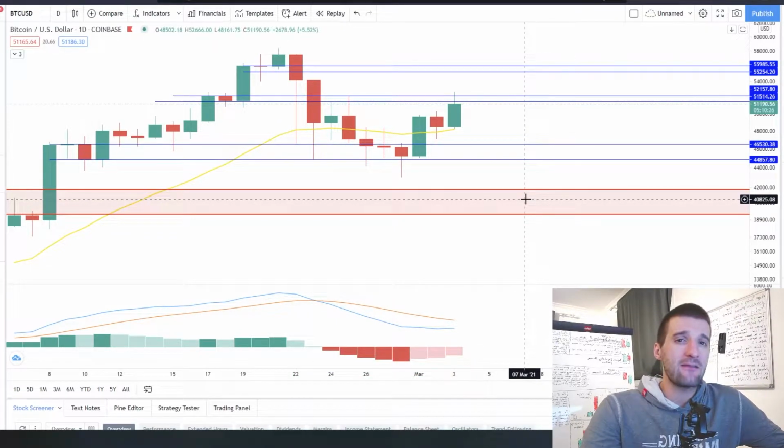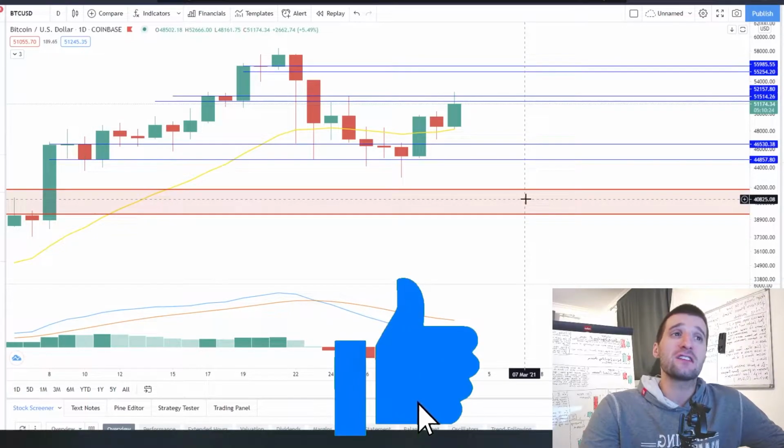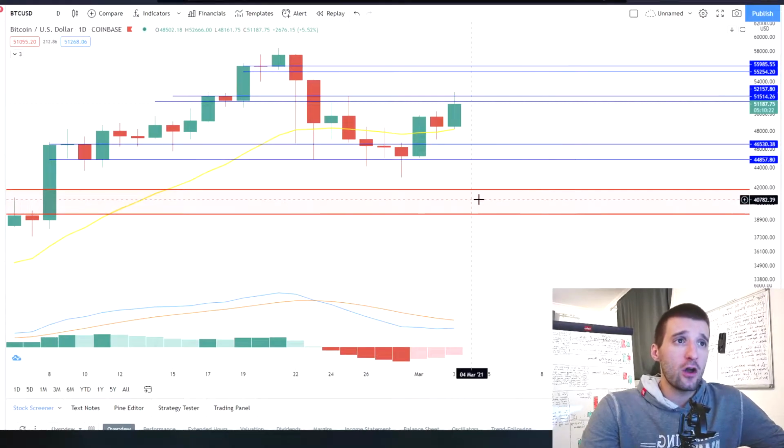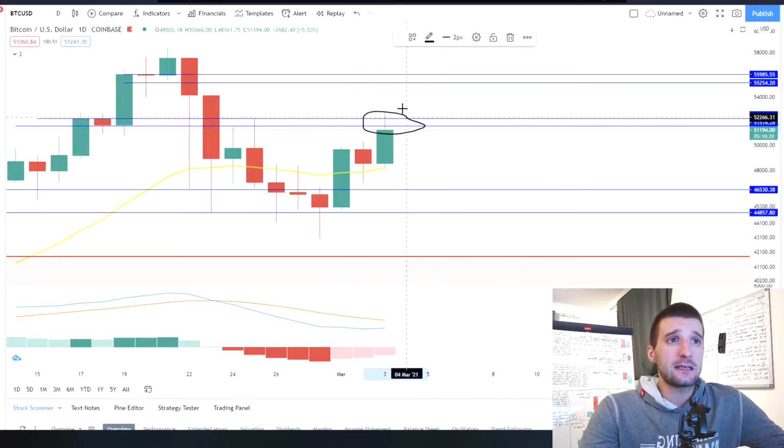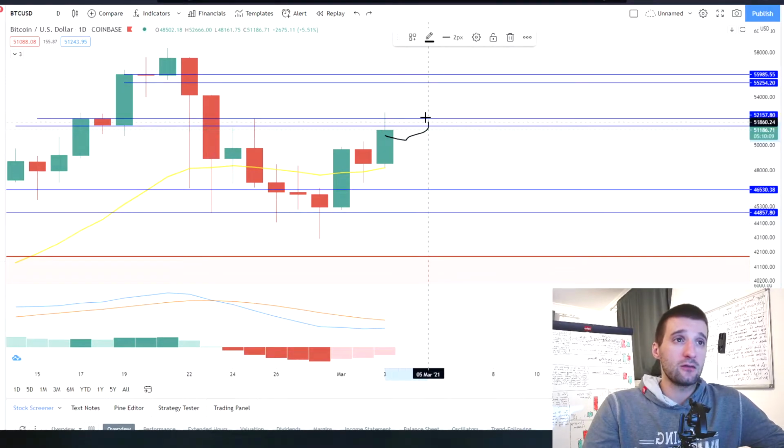Now let's dive into the AST. So far so good for Bitcoin, ladies and gentlemen. Follow this area over here. If we decline, we may actually retest the 20 EMA again, at approximately $48,000, and we will see what Bitcoin will do, but most probably we may actually break it tomorrow and continue towards $55,000 again.